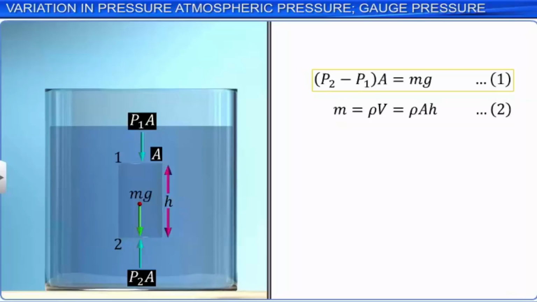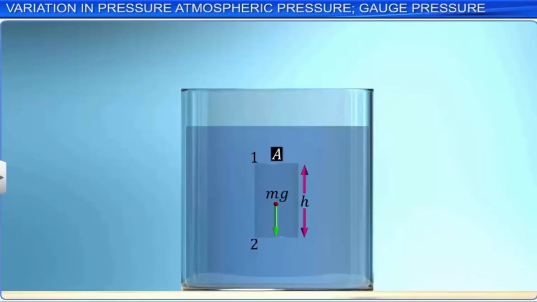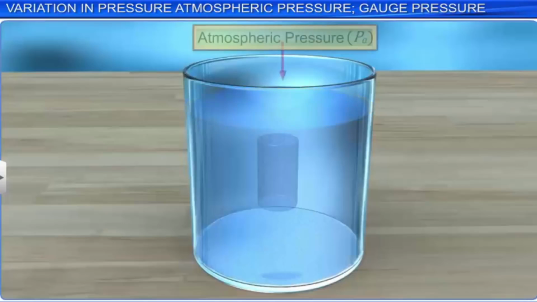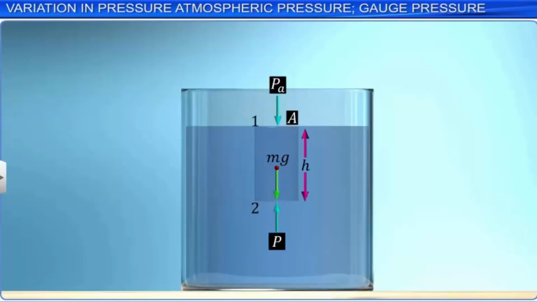The liquid also experiences pressure on its free surface. This pressure exerted by the atmosphere is called atmospheric pressure, and is denoted by Pa. If point 1 of the liquid element considered is on the top surface of the liquid and is exposed to the atmosphere, then the pressure at the bottom of the element becomes P equals Pa plus rho g h, where Pa is atmospheric pressure. Here, the pressure difference, P minus Pa, is called the gauge pressure at that point.